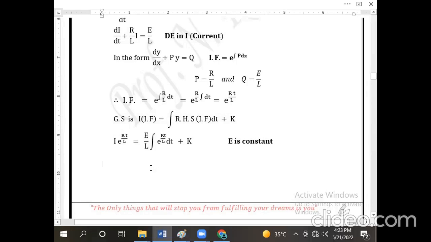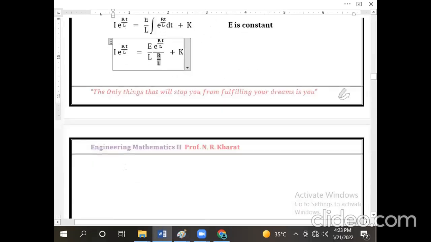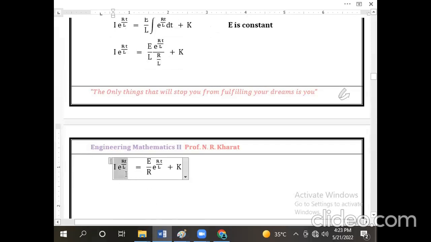So we get the general solution by integrating. I e raised to Rt upon L, E upon L remains as it is. The integration of e raised to Rt upon L is e raised to Rt upon L divided by the coefficient of t, so this L gets cancelled. We get the general solution of this differential equation: I e raised to Rt upon L is equal to E upon R, e raised to Rt upon L, plus k.